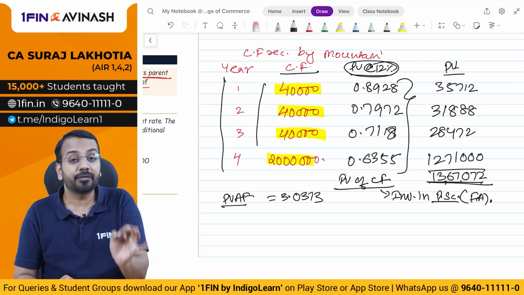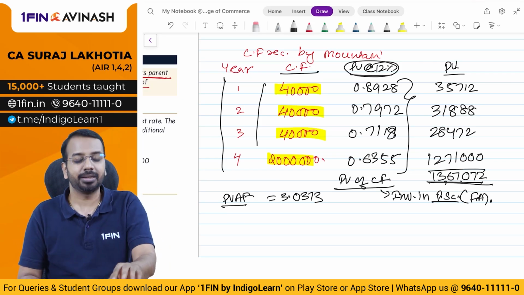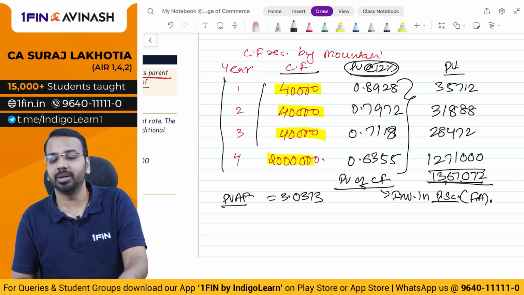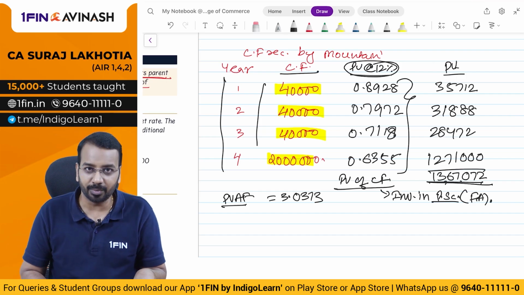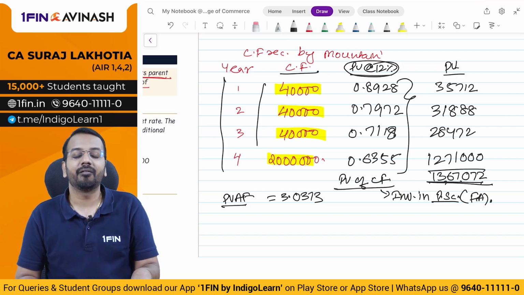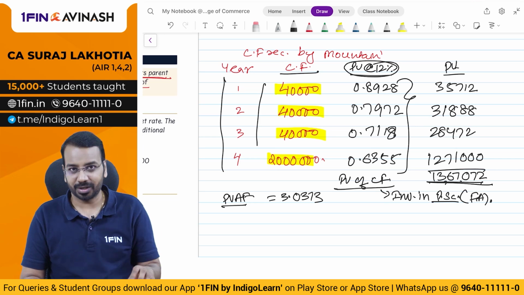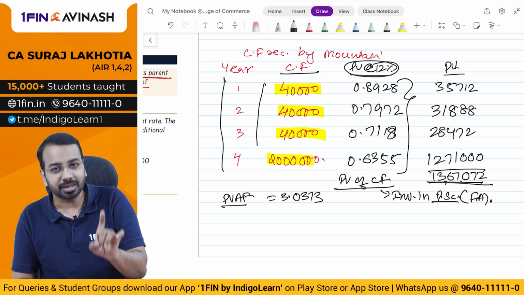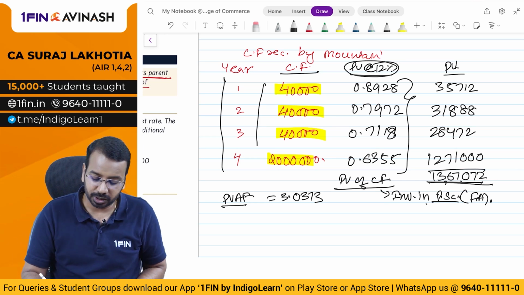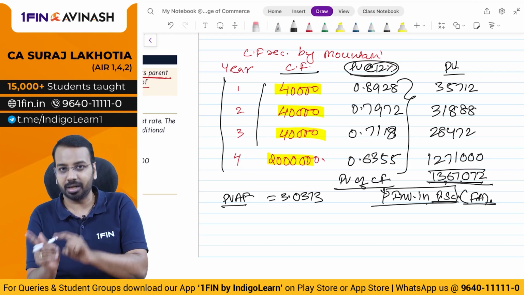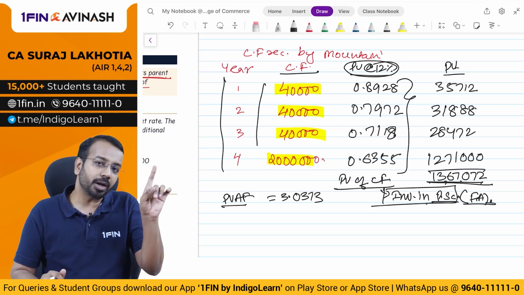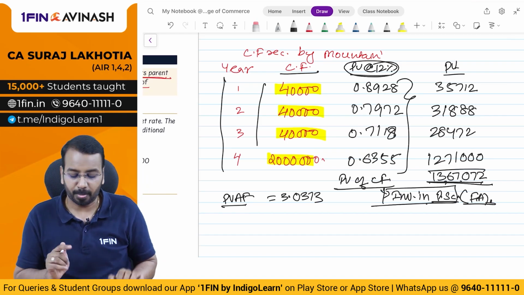Please remember, preference shares which are redeemable, and in India preference shares are redeemable in nature, are considered to be financial liability. So, this investment in preference share is basically, for the investor it is a financial asset, for the subsidiary it is a financial liability. Okay.